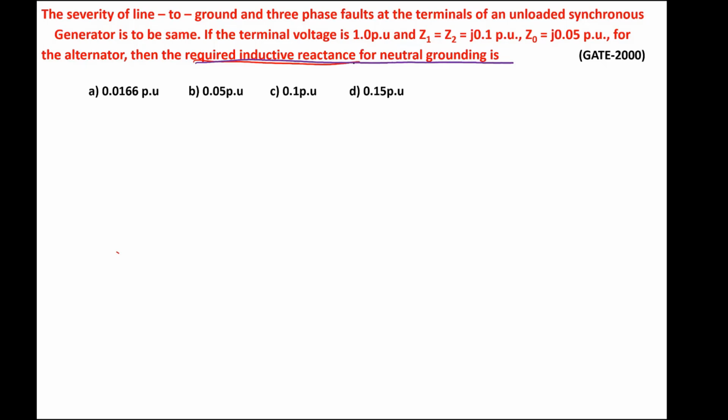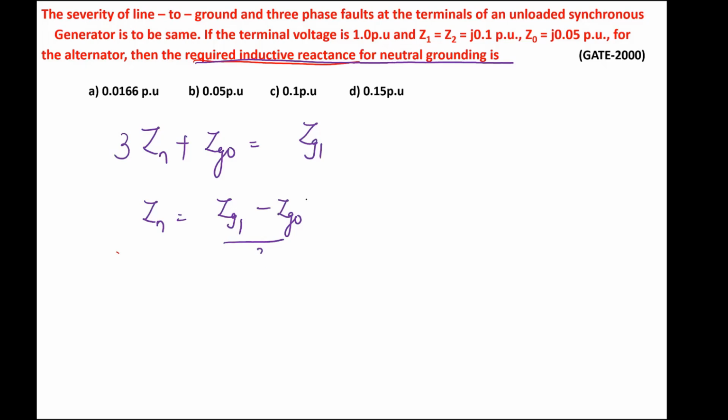So for this we have done all the analysis and we arrived at one conclusion. What is that? If 3Zn plus Zg0 is equal to Zg1, then both the faults will become equally severe. So from this you get Zn equals (Zg1 minus Zg0) divided by 3. So if you ground the neutral with this much impedance, your LG fault and three-phase fault are equally severe.